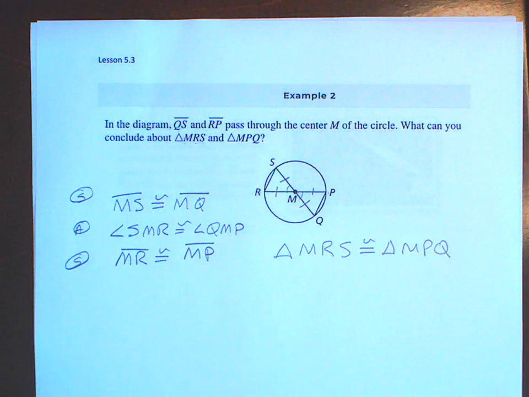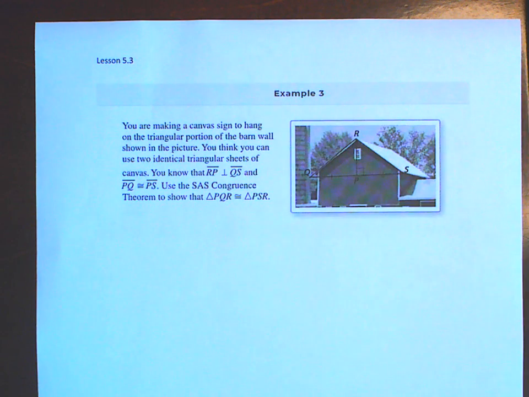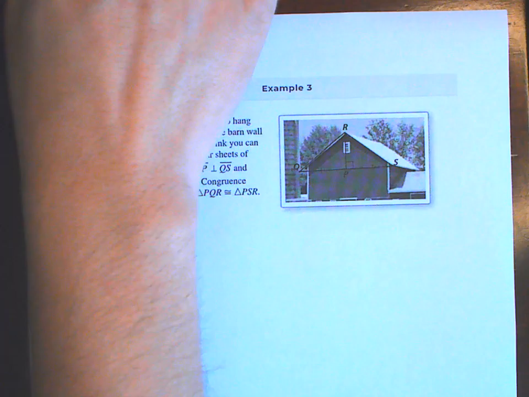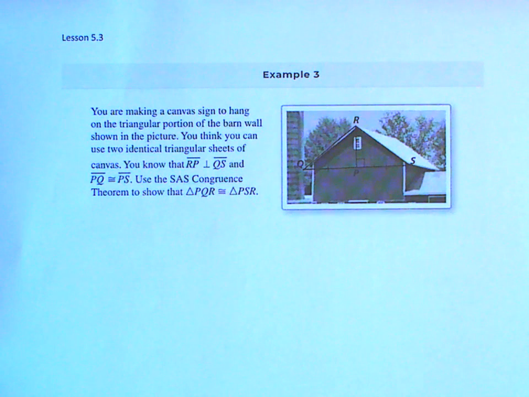Let's look at number 3. Okay. Zoom in a little bit. I know the diagram's a little hard to see, but it says you're making a canvas sign to hang on the triangular portion of the barn wall shown in the picture. You think you can use two identical triangular sheets of canvas. You know that RP is perpendicular to QS and PQ is congruent to PS. Use the side angle side congruence theorem to show that the triangles are congruent.